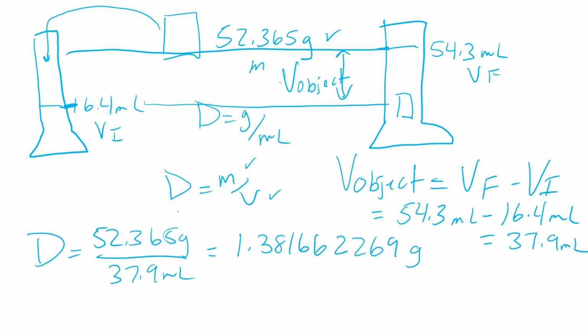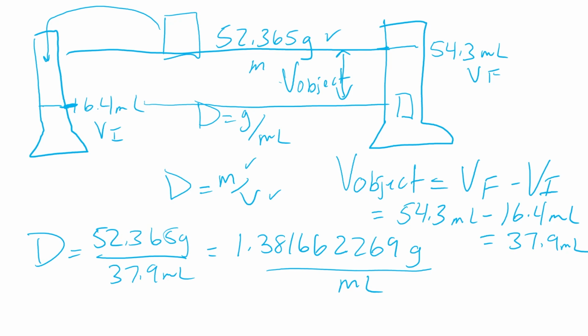1.381662269 grams per milliliter. Now, clearly, obviously, you don't usually keep all the numbers that you see on your calculator, and we are not going to either, but just to kind of show you the number that you will see on your calculator, that is what you get. Remember that the number stays with the grams, and it's 1 milliliter.